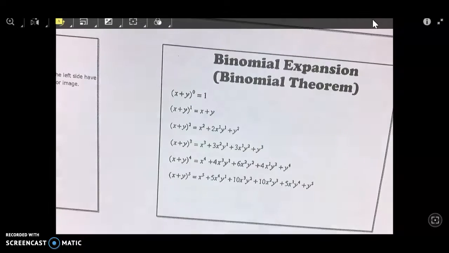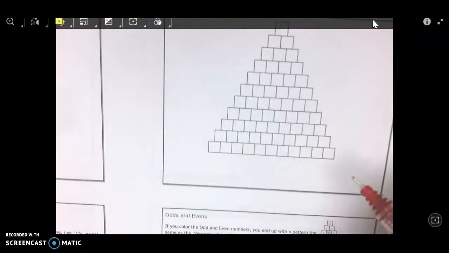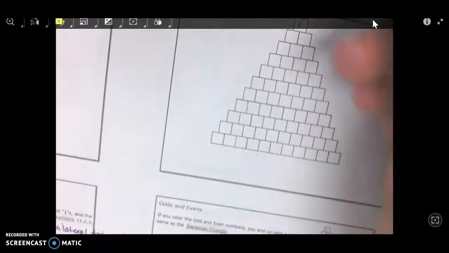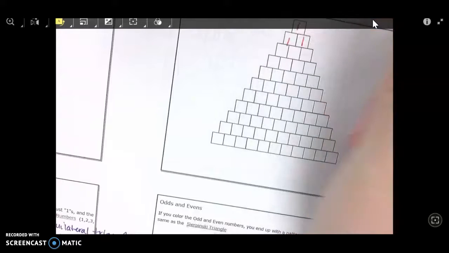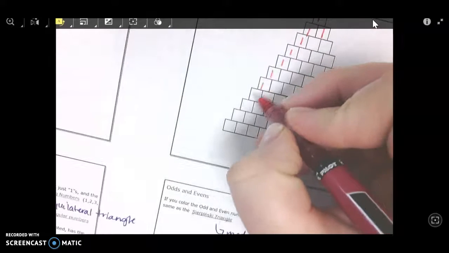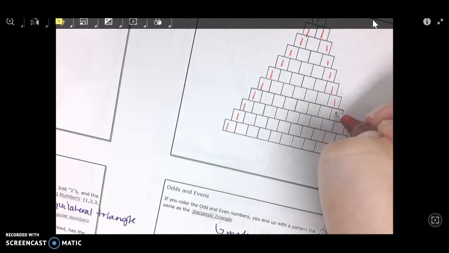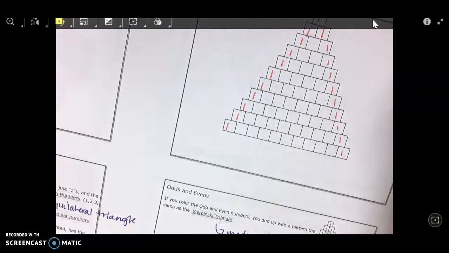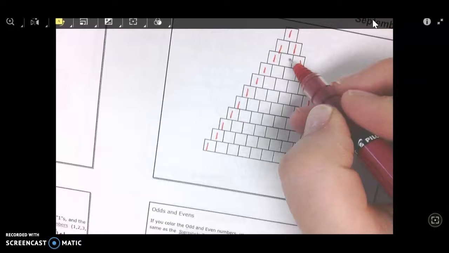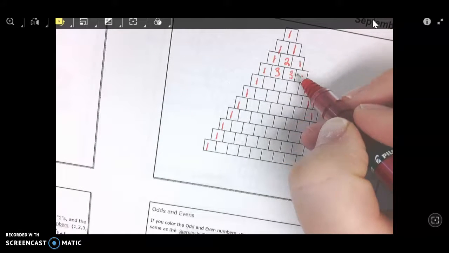Okay, so what I have for the notes today is, basically you're filling this in. At the top you have 1, and then we have 1 and 1. So the pattern here is the outside is always going to be 1. Okay, and so how we get this middle number here, we add the 2 numbers above it. 1 plus 1 is 2. 1 plus 2 is 3. 2 plus 1 is 3.